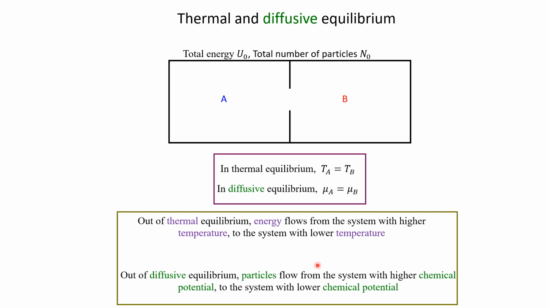But it's useful to understand the chemical potential as being a measure of the concentration. So the higher the concentration is, the higher the chemical potential is. And the lower the concentration is, the lower the chemical potential is. So you can think of the chemical potential as being a measure of the concentration of particles.